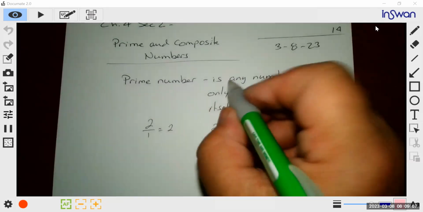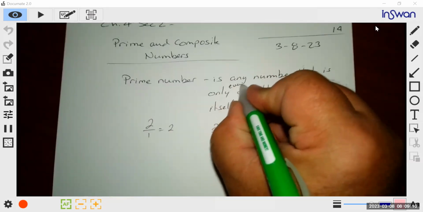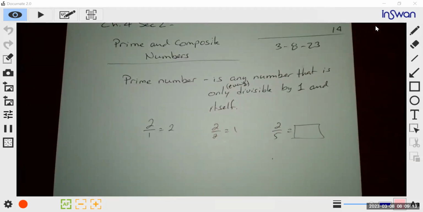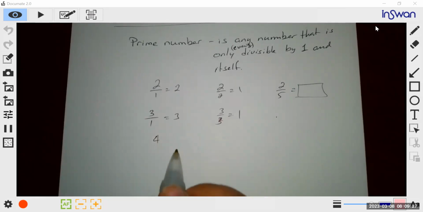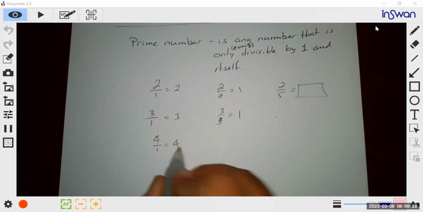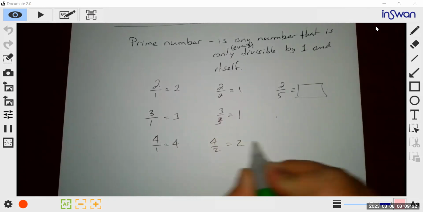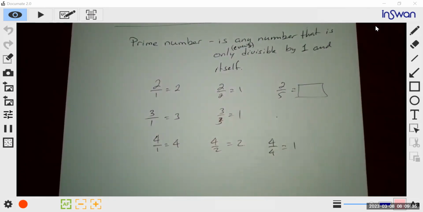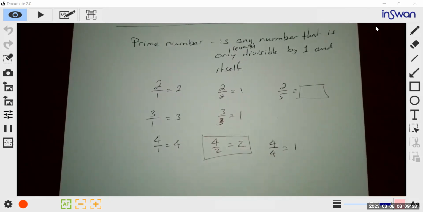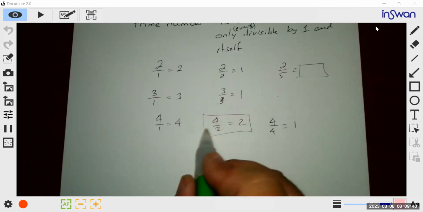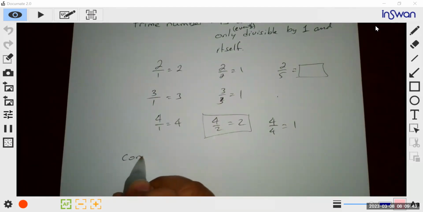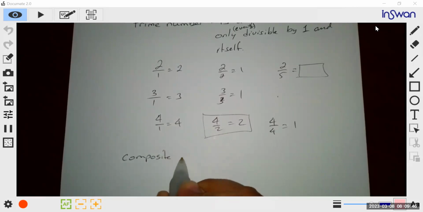So they're only evenly divisible by 1 and themselves. For example, the number 3. 3 is divisible by 1. 3 is divisible by 3. The number 4. 4 is divisible by 1. 4 is divisible by 2. And 4 is divisible by 4. Because of that, it's no longer a prime. It's now a composite number.